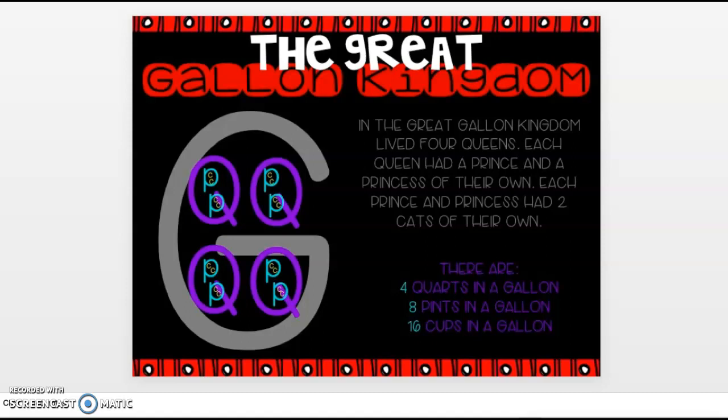In the Great Gallon Kingdom lived 4 queens. So as you can see, the purple Q's inside the G. So you want to go ahead and make 4 Q's inside your G. You need to make sure that you make them large enough because we're going to be putting things inside of them.